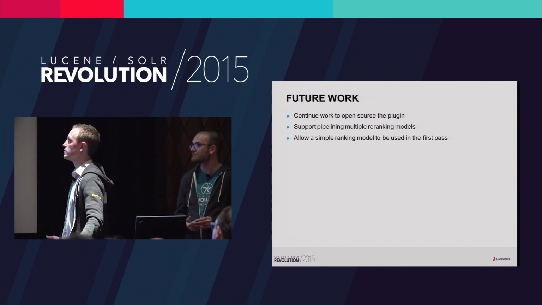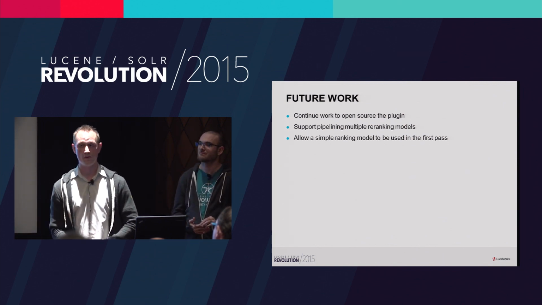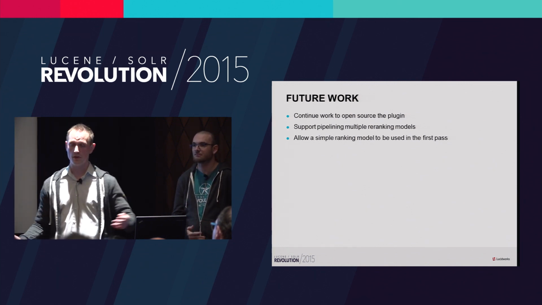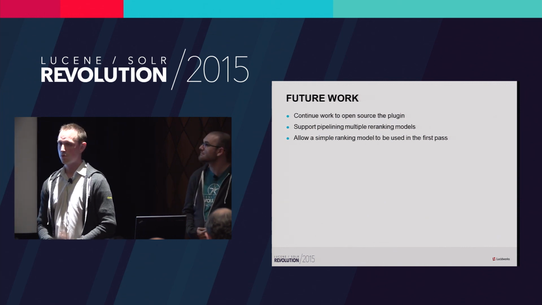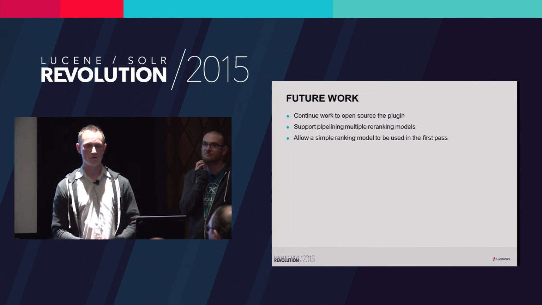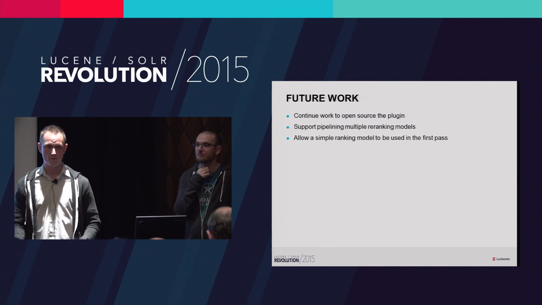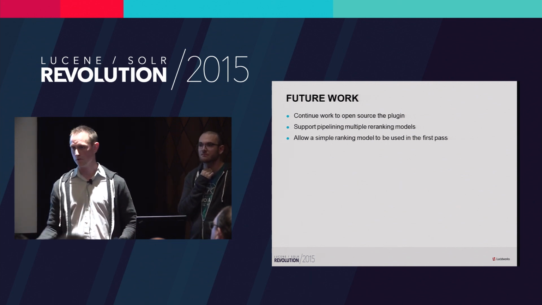So where are we going from here? We've certainly derived a lot of benefit from this plugin that we've written, so we're going to continue to work to open source this, so hopefully all of you could benefit as well. Also, we want to support pipelining multiple re-ranking models. So right now, this is the second step after the initial scoring. There's no reason why you can't have a second step and a third step and a fourth step.